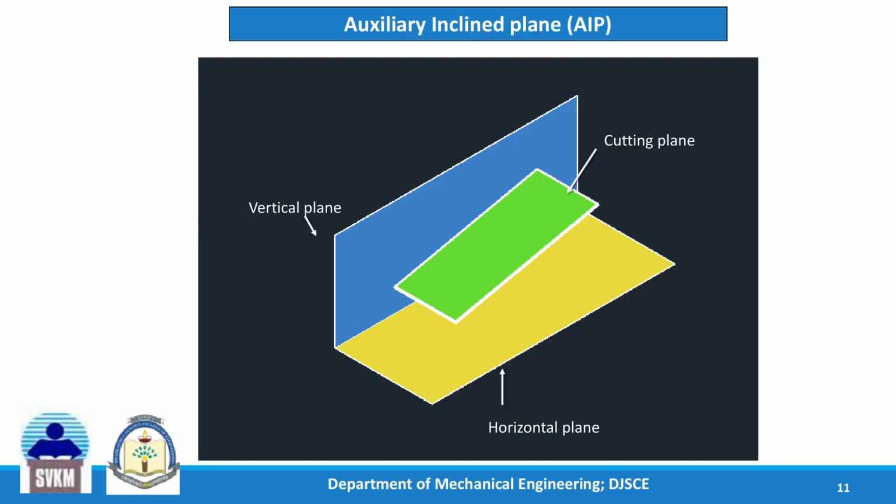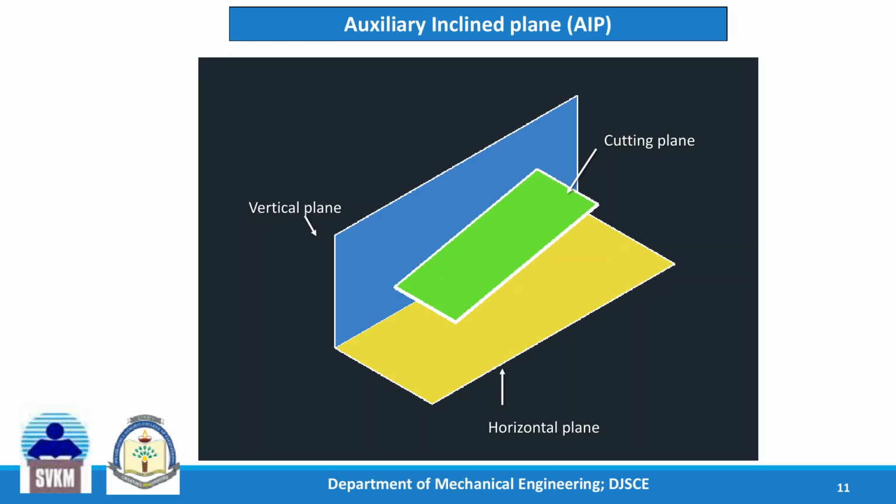Now let us see the second type of cutting plane. This cutting plane is inclined to HP and perpendicular to VP. It is not parallel to HP now. Now it is making some angle with HP. So you can note that this cutting plane is now inclined. The angle of this cutting plane with HP is some angle. It is not zero now.